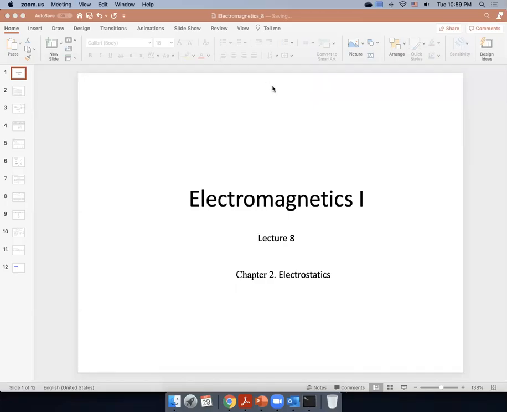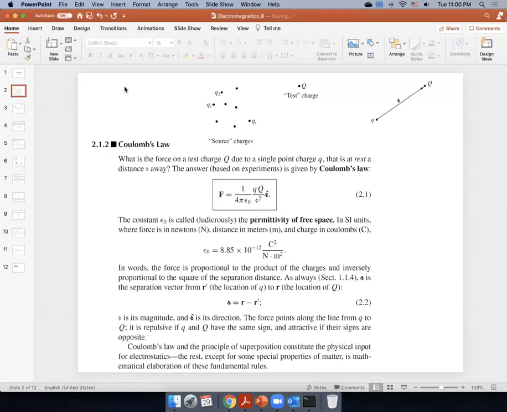Okay, today we're going to start chapter 2, which is about electrostatics. Before we start to introduce the electrostatic field, first let's review a little bit about Coulomb's law. Do you remember what Coulomb's law is?